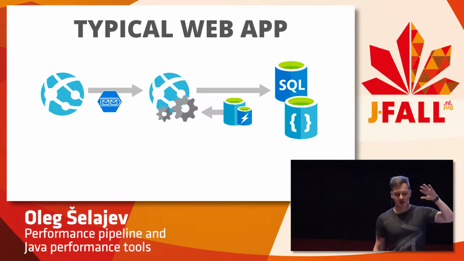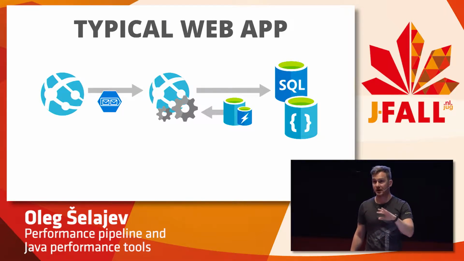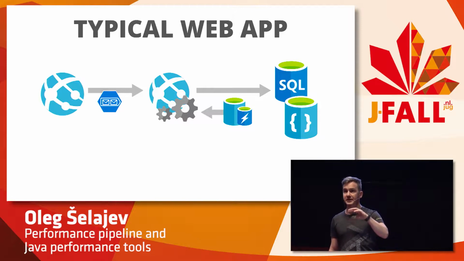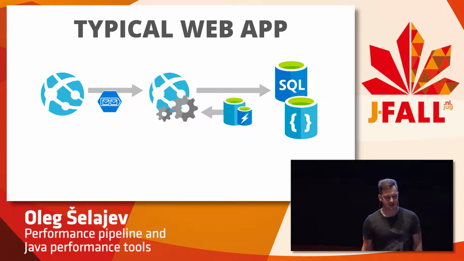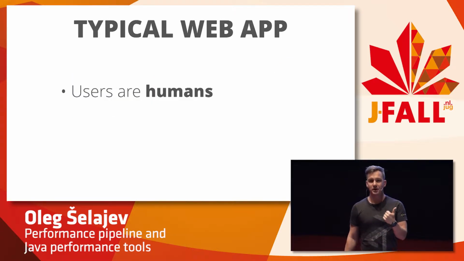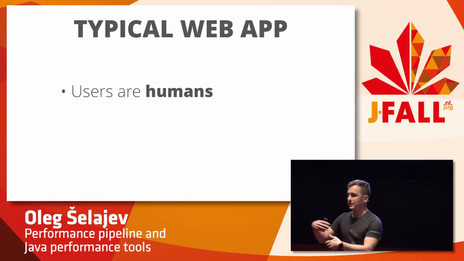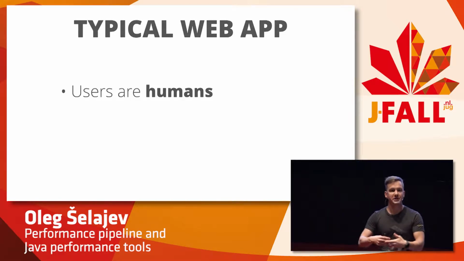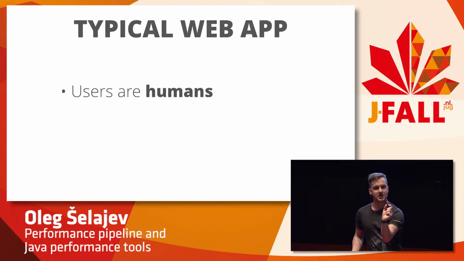And that puts on a set of constraints. In this session, we're going to talk about performance monitoring and performance work for typical web applications. So what does that mean? That means that our users will be humans. We are not going to be talking about the financial services which consume millions of messages per second, and they have to react in a very timely manner.